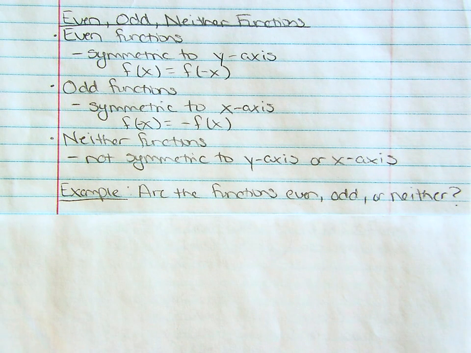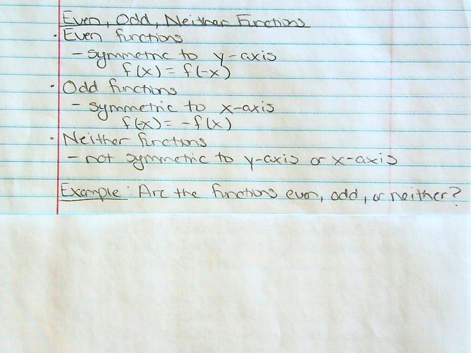If you are an even function, then you are symmetric to the y-axis. That means that you can substitute negative x into that function and it doesn't change that function. That's what f of x equals f of negative x means. It means we plug in negative x and we still get the same thing out that we get for positive x.